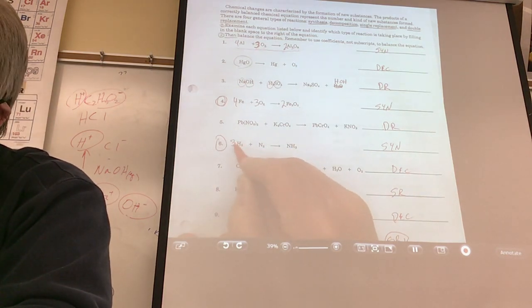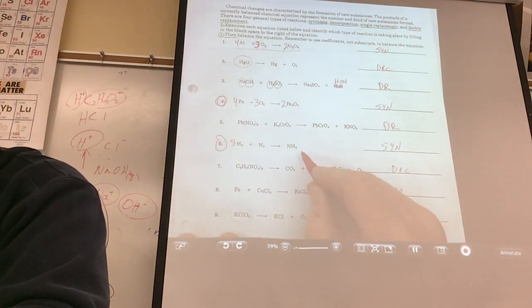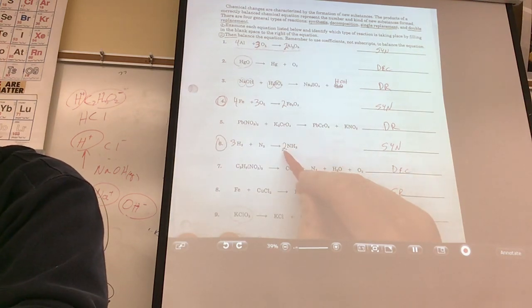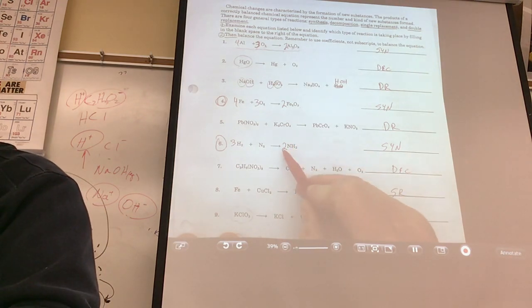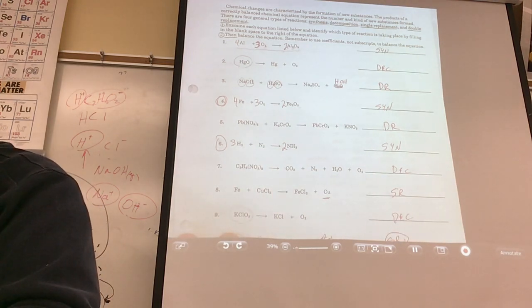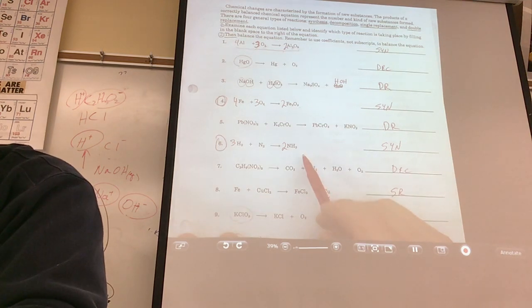Yep. 3 times 2 is 6 hydrogens. How are you going to get 6 hydrogens over here? 2. Okay. Now, but that gives you how many nitrogens? Look at this. How many nitrogens? 2. And I had 2. See that? You know how to do it. Why did you do it to multiply to 6? Where's the 6 though? I thought you said it has to multiply to 6.